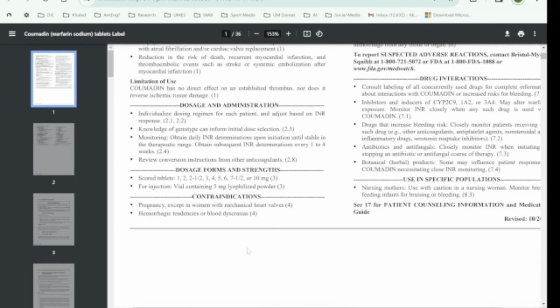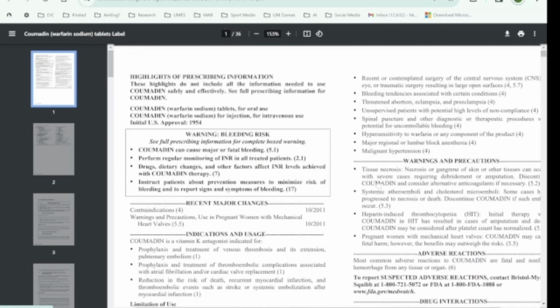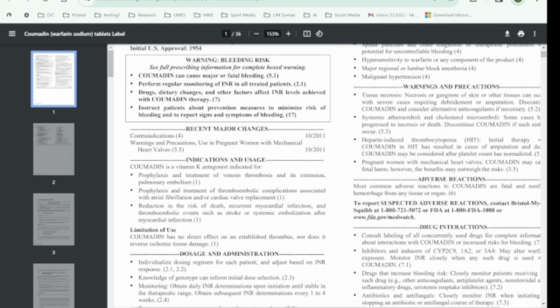On the other hand, let us look at the contraindications for warfarin. Number 1, pregnancy. Number 2, patients suffering from hemorrhage, bleeding. We don't prescribe warfarin to someone who is suffering from bleeding. There is also a warning that this medication, warfarin, may cause tissue necrosis.